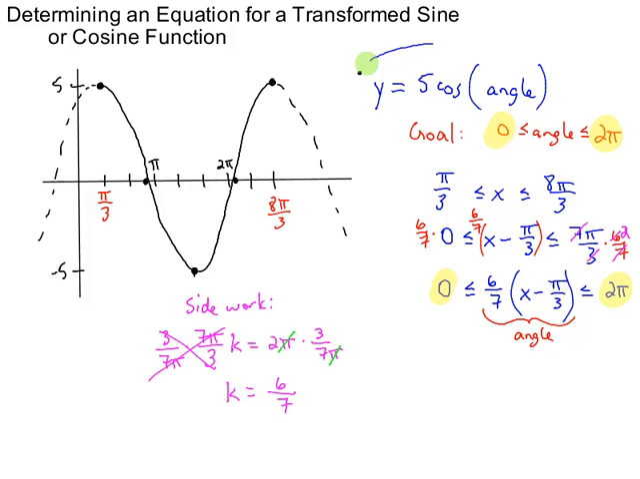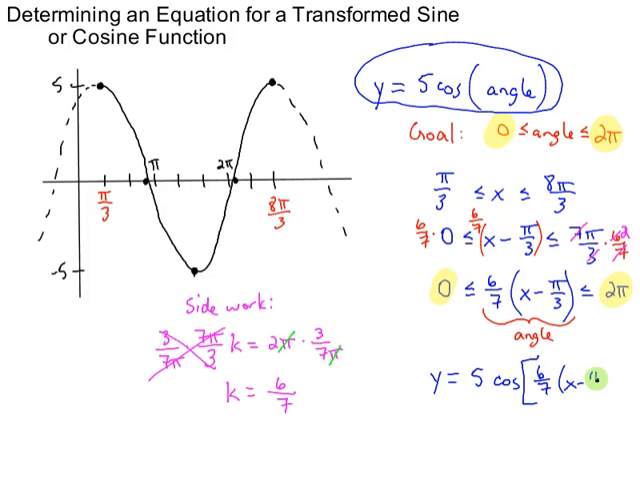So we're going to use this template, and we know the equation of this graphed function is y equals 5 times the cosine of our angle, and our angle is given here, 6/7 times the quantity x minus pi over 3. And this is one equation for this graph. It has the proper phase shift, it has the proper amplitude, it has the proper period.